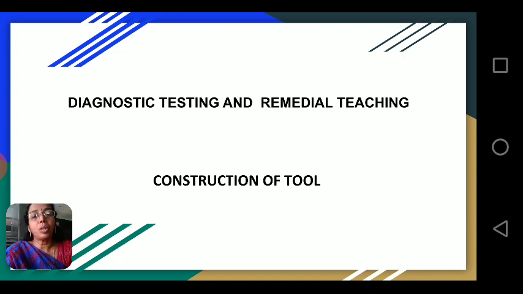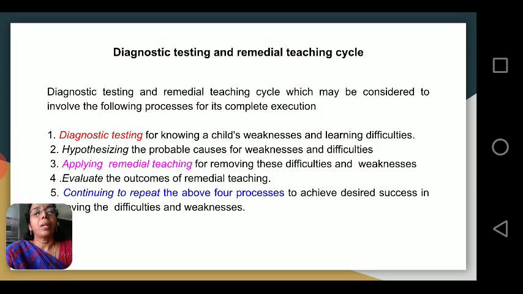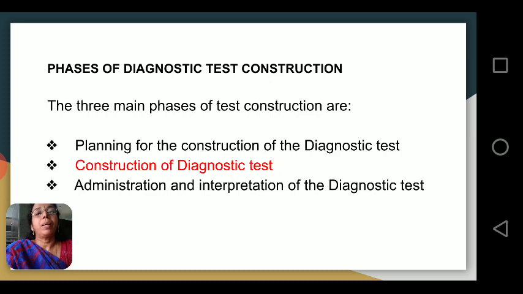Now we shall move on to construction of tool. Construction of tool is to be passed through three main phases of test construction of diagnostic test. One is planning for the construction of the diagnostic test. Second is construction of diagnostic test. Third is administration and interpretation of the diagnostic test. The first is planning.